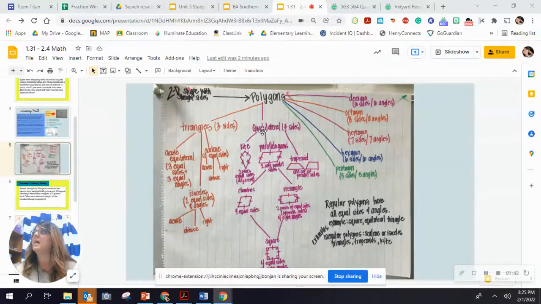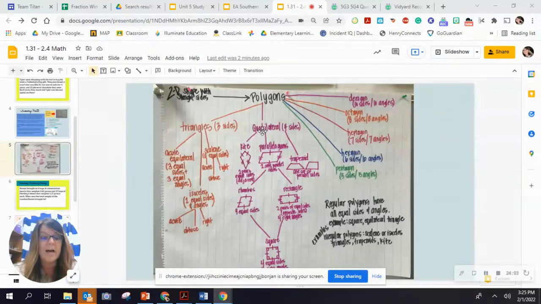MG4 says that you can classify 2D figures in a hierarchy based on properties, which means if I gave you triangles or rectangles to sort into categories, you would be able to do that. So this first video is an overview of polygons.